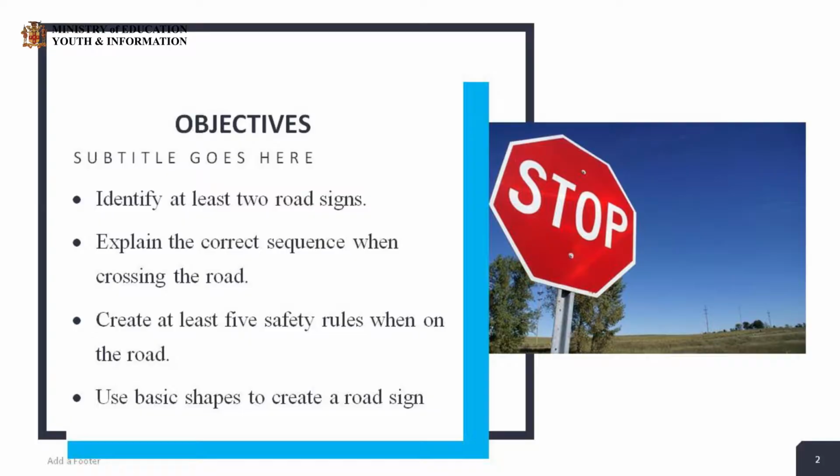Today we'll be looking at focus question 2, care and safety of self. At the end of today's lesson, you should be able to identify at least 2 road signs, explain the correct sequence when crossing the road, create at least 5 road safety rules, and finally, use basic shapes when creating road signs. But before we get into that, I want you to listen to this conversation between Paul and his grandmother.